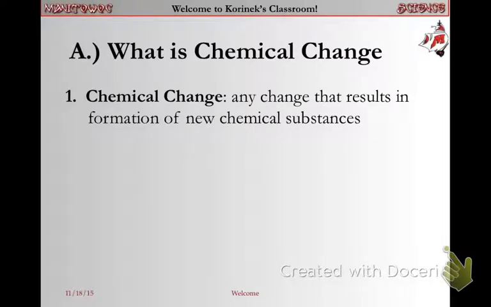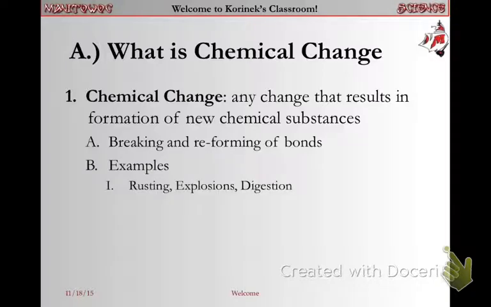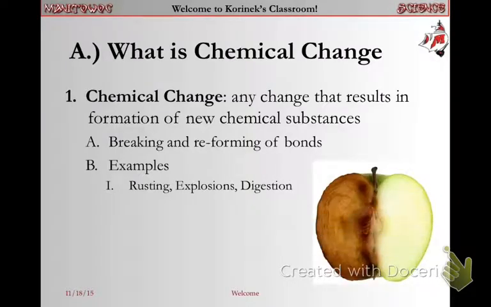By definition, chemical changes are any change that result in the formation of new chemical substances. So we break and reform bonds. So you have original bonds from original molecules. Some type of chemical reaction occurs. Those bonds break. The molecules or the atoms of the molecules reform new bonds, and you have new chemicals out the backside. And some examples in everyday life of this are rusting and explosions and digestion. And I've got a pictorial example here even of a rotting apple, which is a great example of chemical change.